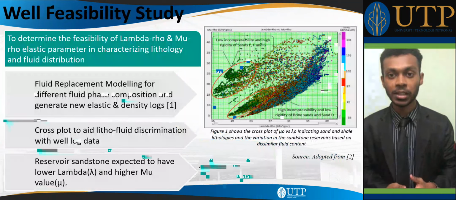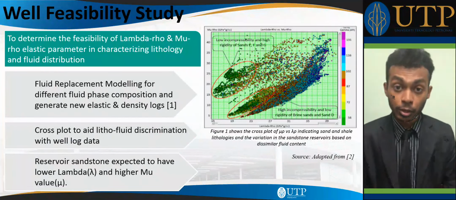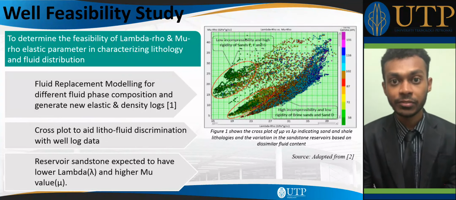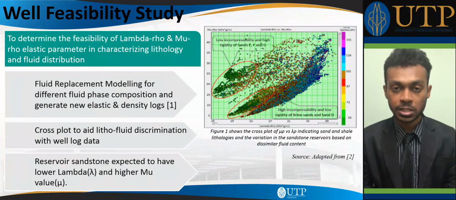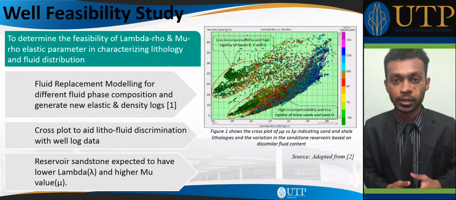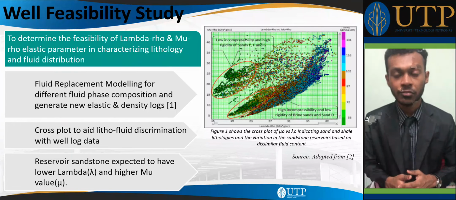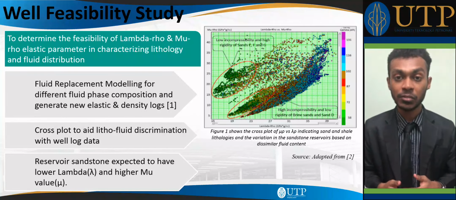Next, moving on into the methodology part, we will first look into the well feasibility study. In order to determine the feasibility of the simultaneous inversion method, the crossplot technique will be applied on each well, especially on Lambda-Rho and Mu-Rho elastic parameters, before moving on into the full inversion workflow. Fluid replacement modeling can be made for different fluid phase compositions to generate new elastic and density logs. We can generate P wave impedance, S wave impedance, Lambda-Rho and Mu-Rho using the existing P wave velocity, S wave velocity, and density logs.